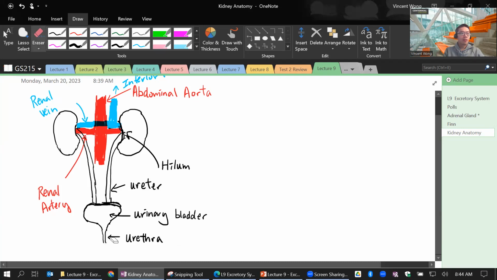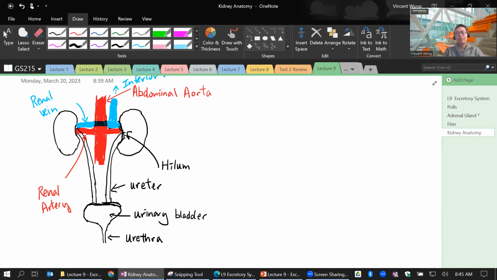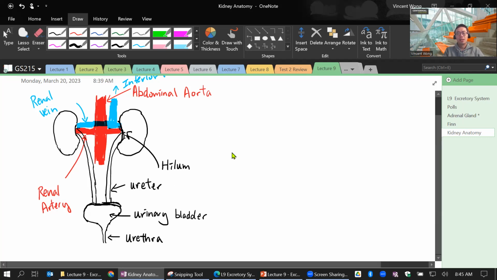Of course, the urethra is much longer in males than it is in females because of the anatomy. And so females are usually more prone to getting UTI, urinary tract infection, compared to men. So that's it. In terms of where things are, that's pretty straightforward, right? There's no complication there.